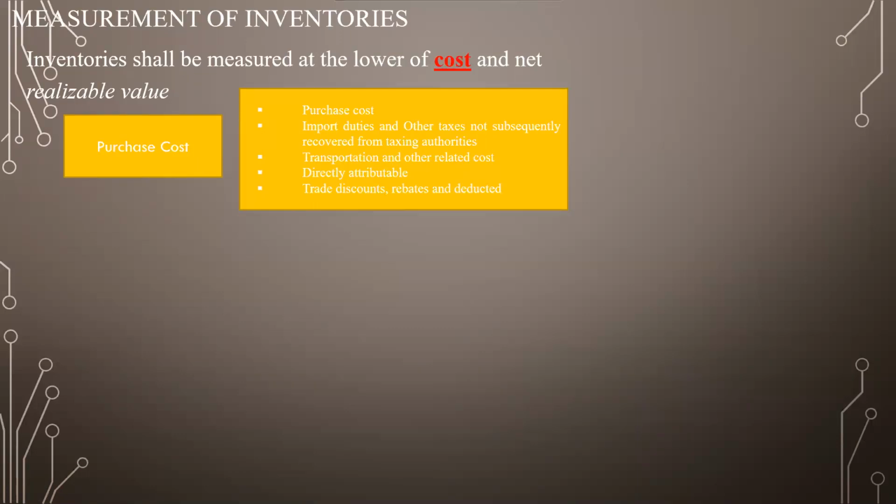Broadly, it includes three components. One is the purchase cost. Anything that we pay to a vendor for purchasing the goods obviously has to be included.